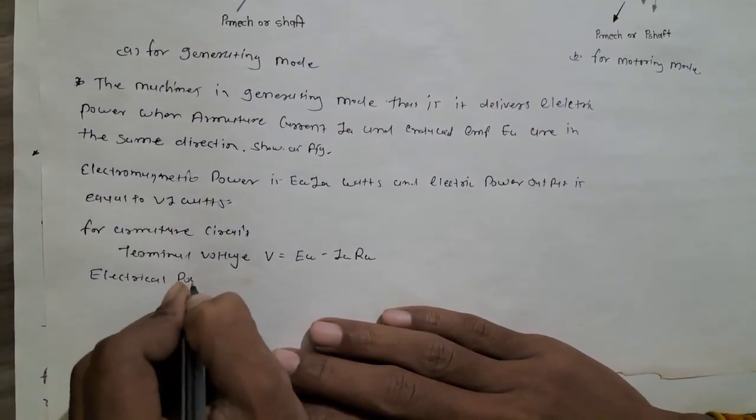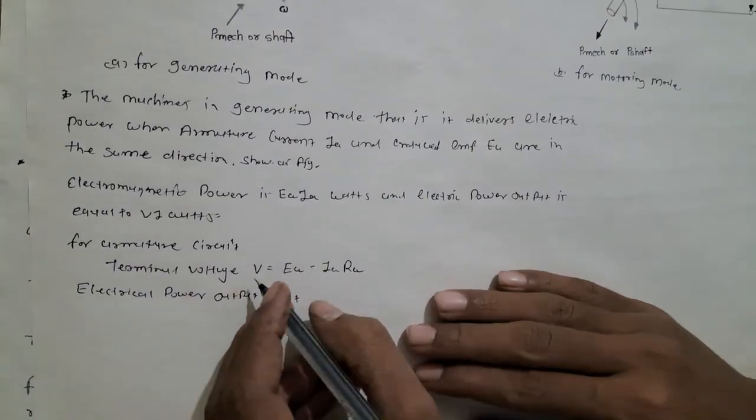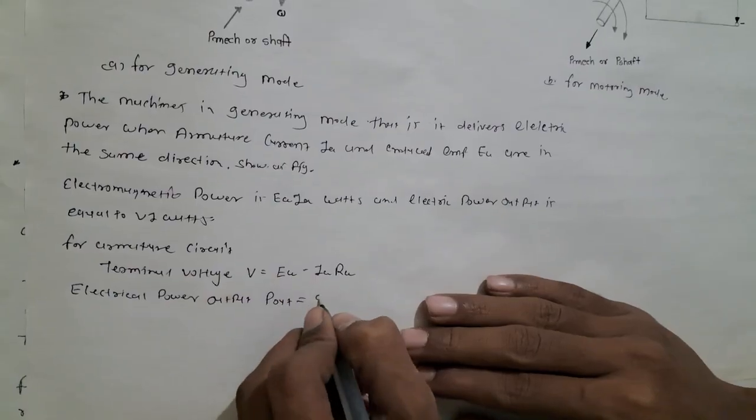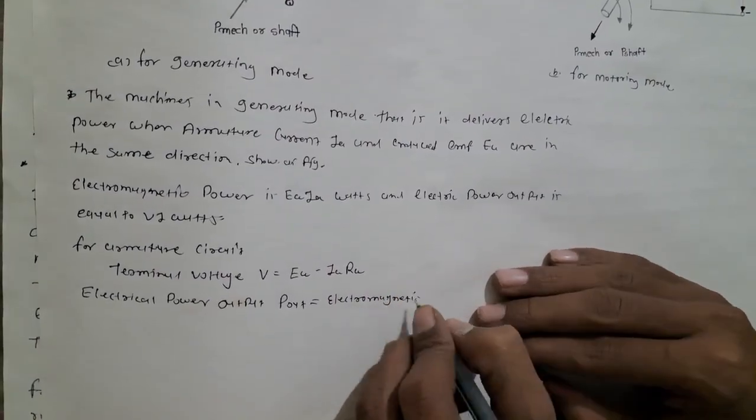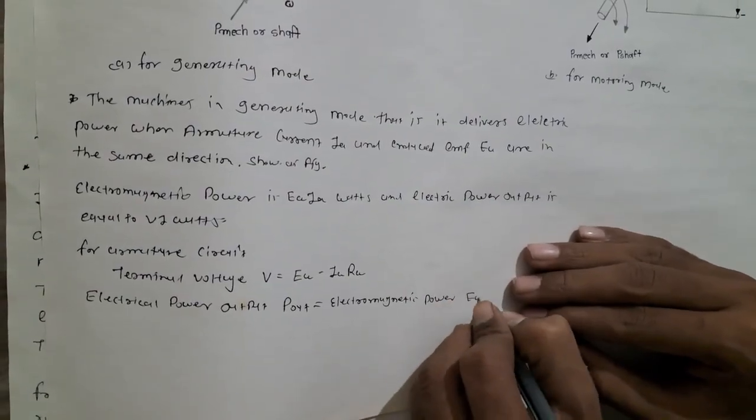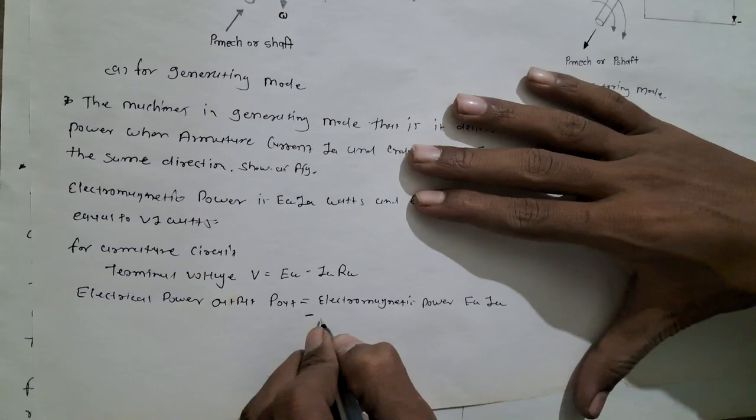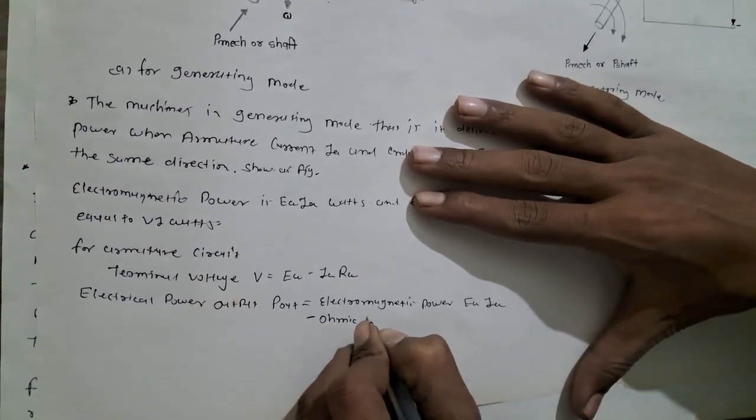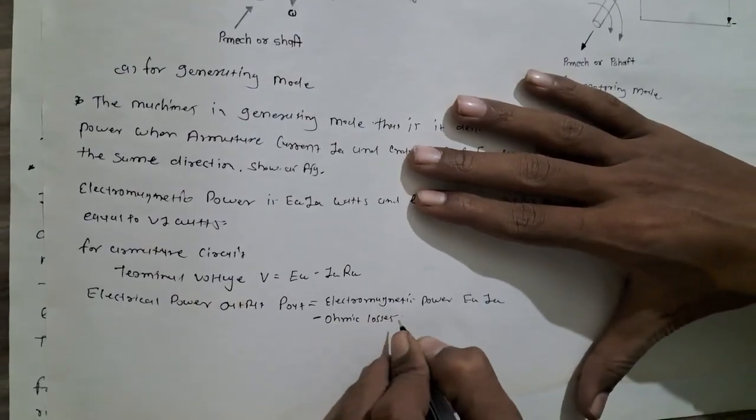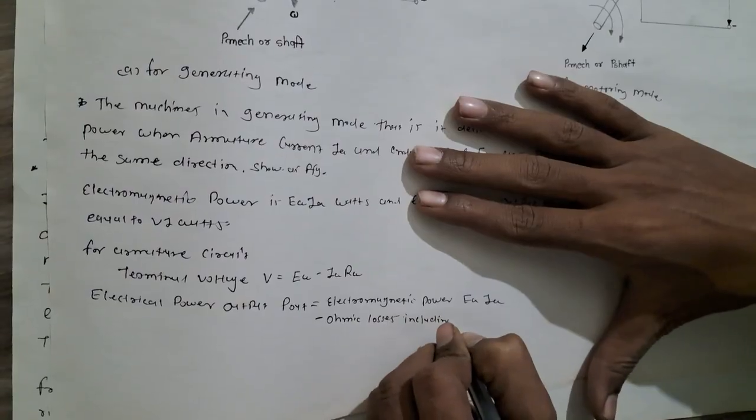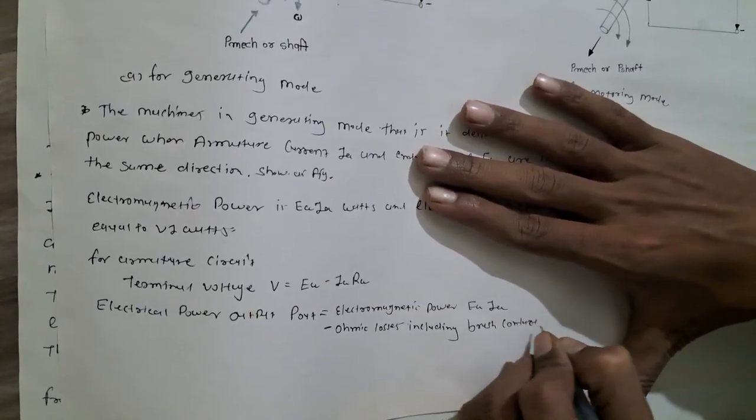Electrical power output, P out, is equal to the electromagnetic power EA IA minus ohmic losses, including brush contact loss.